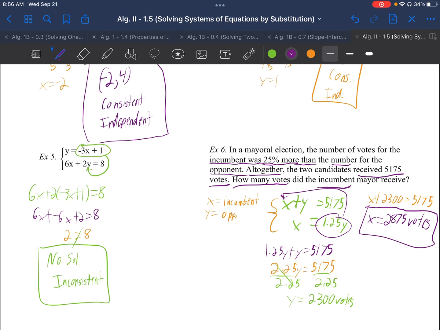So the system is consistent and independent, but we're not asked to classify that. We're just asked how many votes the incumbent received, and we found the answer to be 2,875. If you had plugged 2,300, the opponent's votes, into 1.25y, you'd get the same answer.